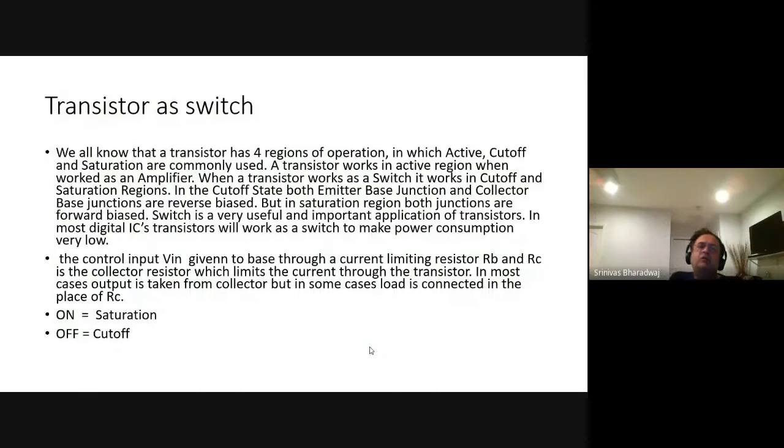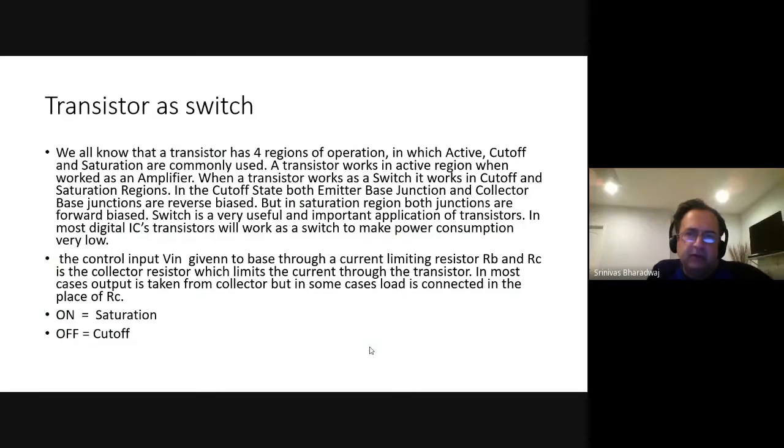Now this is when the transistor is used in the active region, right? But then when the transistor is used in the cutoff and saturation regions, in the cutoff state, it is off. Nothing happens. There's no current flowing through, right? Then when it goes to the saturation stage, it is on. So this process is switching between saturation and cutoff, rather than active, right?